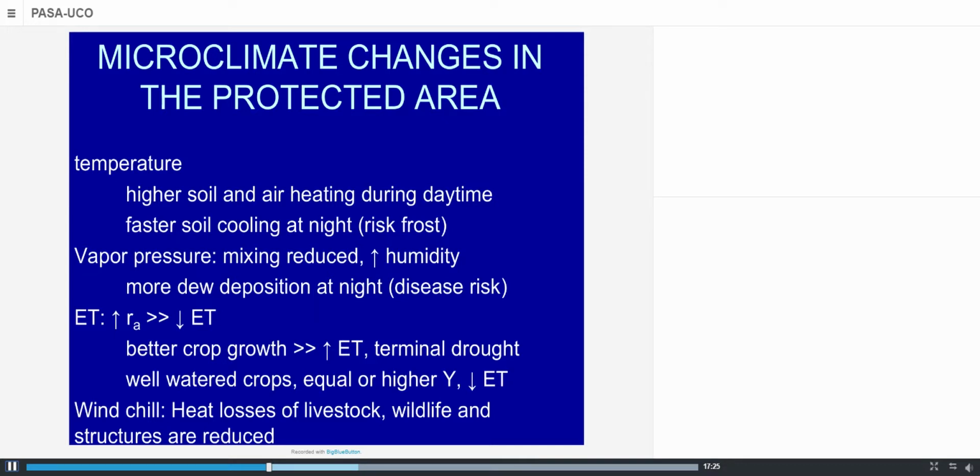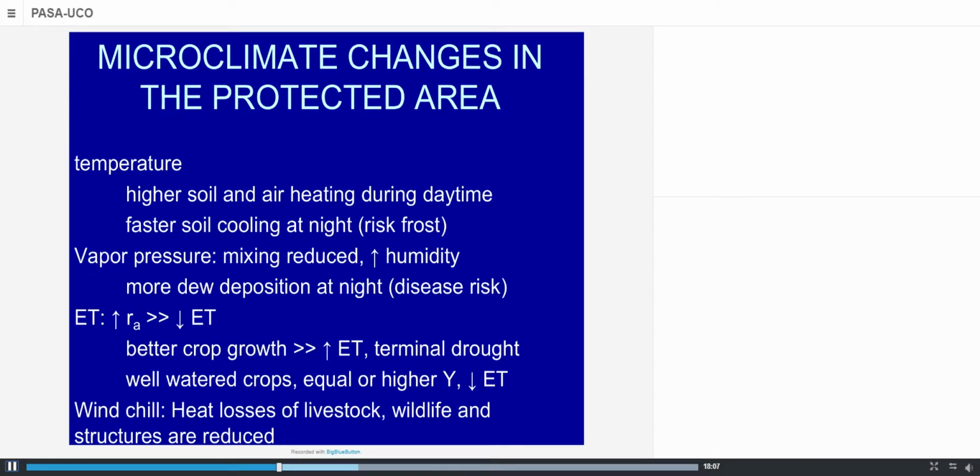In the case of temperature, we have a higher soil heating, and that causes a higher air heating during the daytime. And the reason is that when we reduce wind speed, we increase the aerodynamic resistance, and when we increase aerodynamic resistance, the soil will heat more during the daytime. If you wonder why that happens, you can check chapter 6, which is about soil heating, and that gives you a more complete explanation.